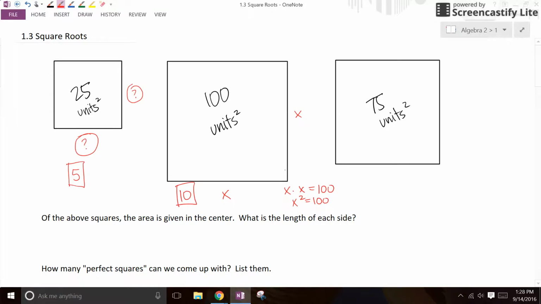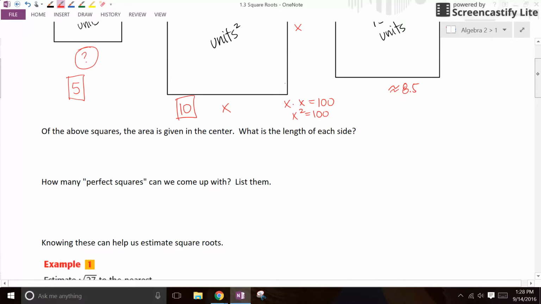Now, sometimes we get hard ones, like 75 square units. I can't think of anything. I know 8 times 8 is 64, and I know 9 times 9 is 81. So it's somewhere between 8 and 9, almost dead in the middle. I'd call this about 8.5 or something like that. I think the actual answer is like 8.6. I don't remember, but that's square roots.